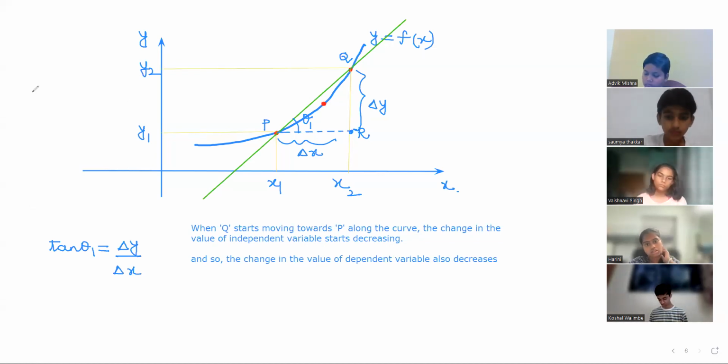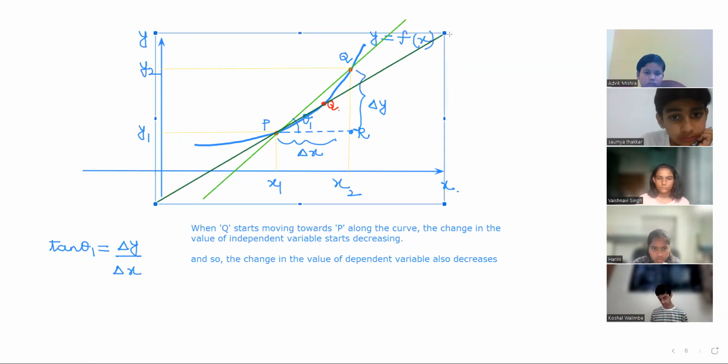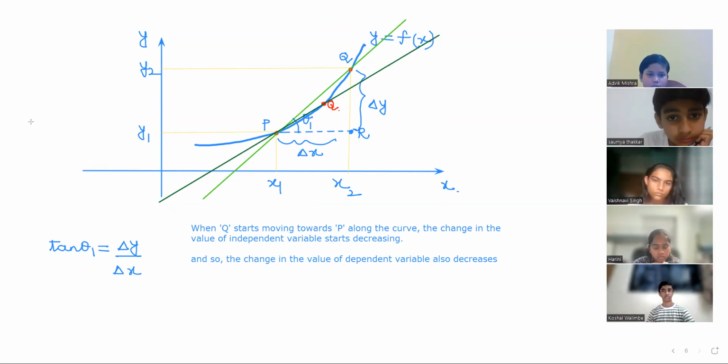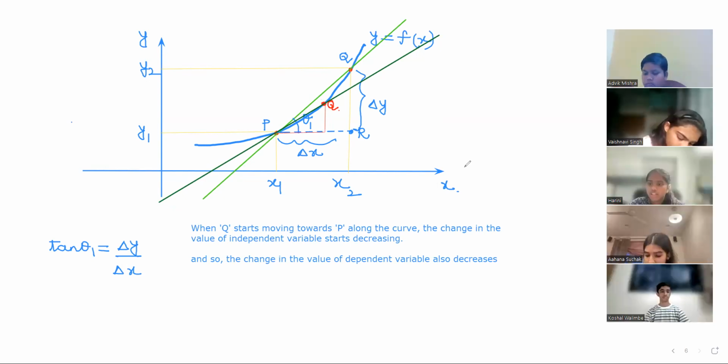Suppose I put this Q here. I bring this Q here. Right? And now I draw the tangent. All of you just pay attention to this dark green color line. See? And just showing you how delta y and delta x are decreasing. Thirukumaran, you understood or not? Understood, sir. Very good. All of you understood or not? Every one of you should understand. Yes, sir. Very good. Now comes the next part of it.